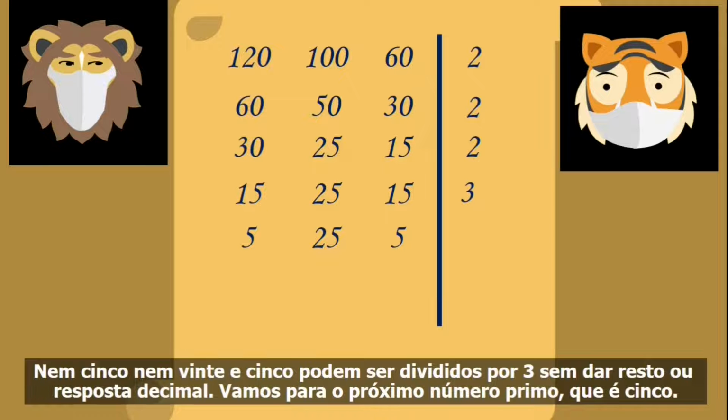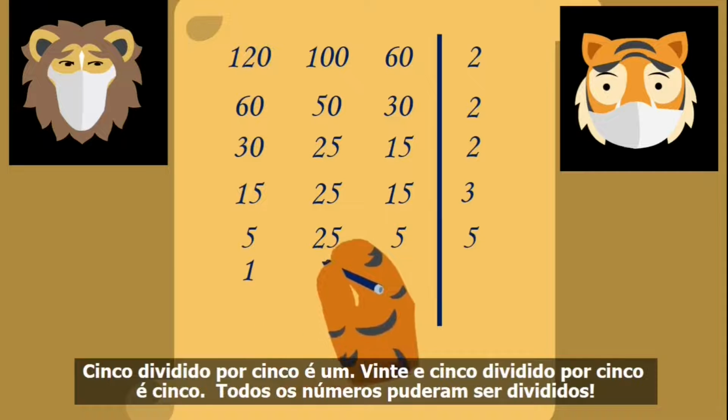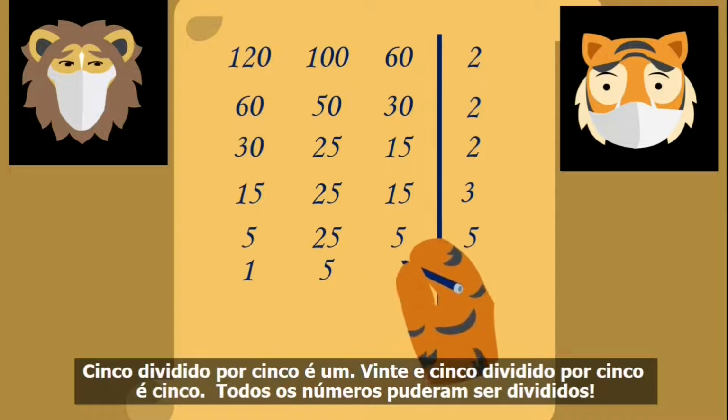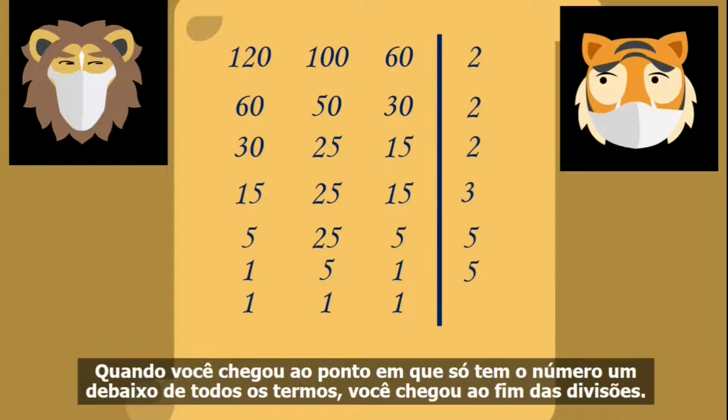Let's go to the next prime number, which is 5. 5 divided by 5 is 1. 25 divided by 5 is 5. As you can see, we still have a number that can be divided by 5. The others will just pass down. When you have reached the point where you only have number 1 under all the terms, you have come to the end of the divisions.